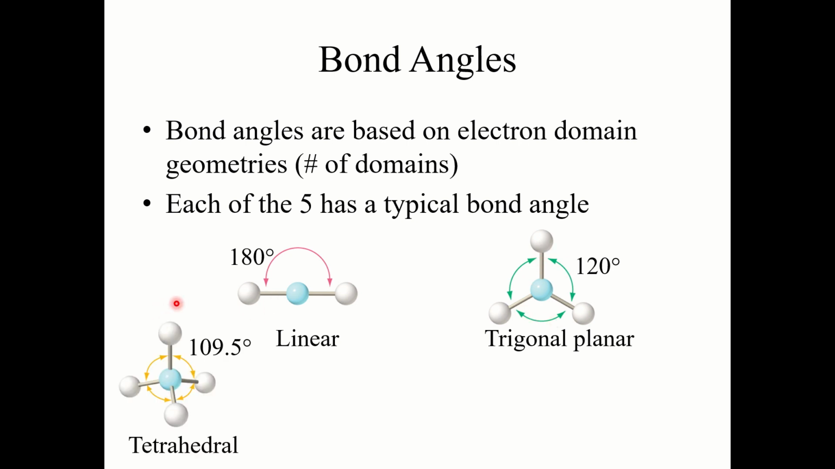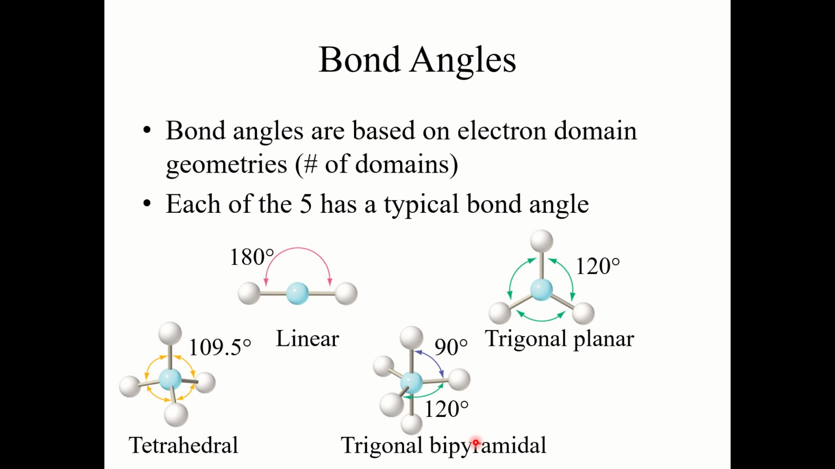Tetrahedral kind of looks like a tripod. So this is a little hard to visualize in 2-dimensional space. But this atom right here sticks up, and then these 3 go out evenly, kind of forming a tripod-like shape. So there is 109.5 degrees between each of these bonds.